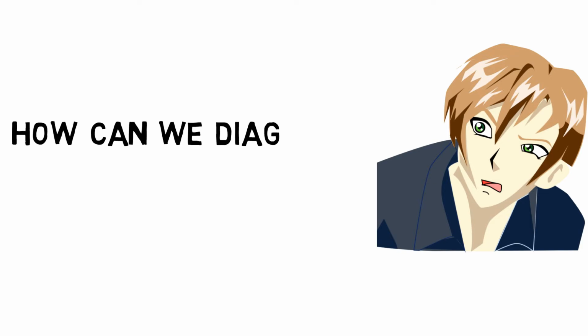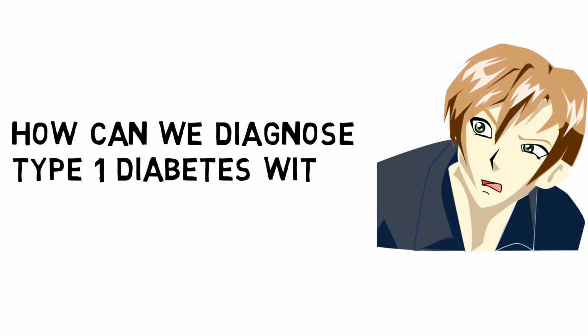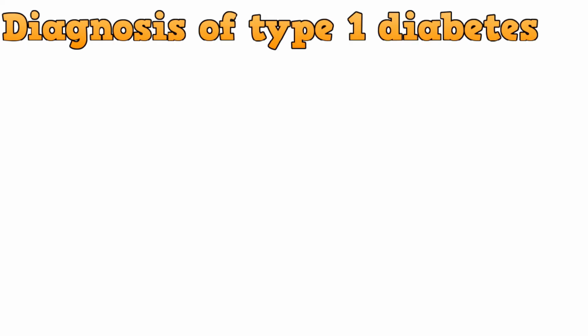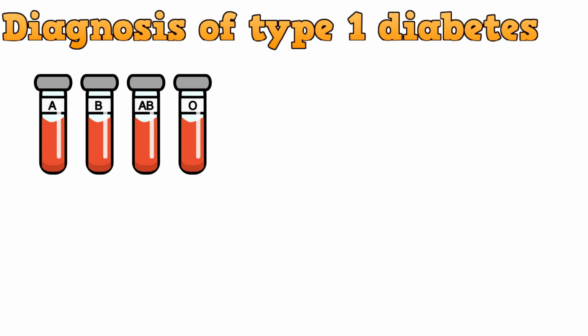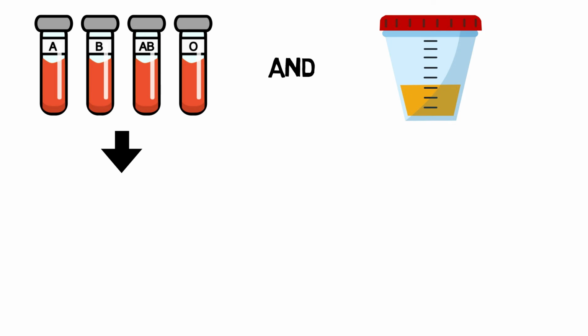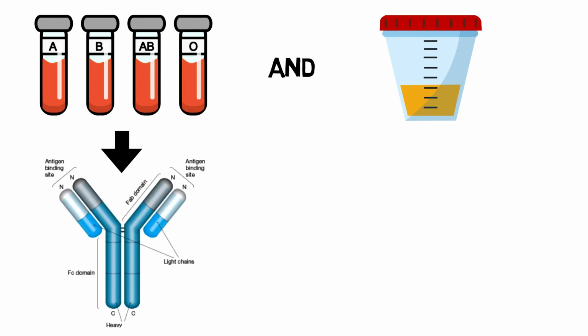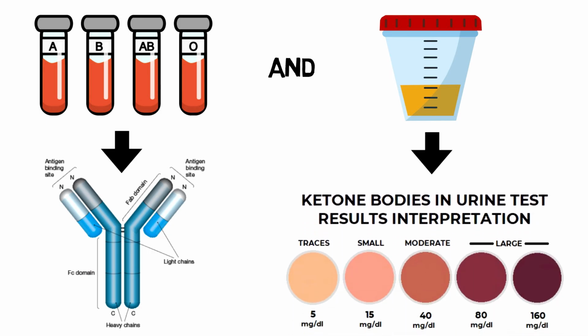Some of you may have a question in mind: how can we diagnose type 1 diabetes with these tests? The answer is no, we cannot diagnose type 1 diabetes with these tests. So, how can we diagnose type 1 diabetes? For diagnosis of type 1 diabetes, blood and urine samples will be collected and tested. The blood is checked for autoantibodies, an autoimmune sign that your body is attacking itself. And the urine is checked for the presence of ketones, a sign that your body is burning fat as its energy supply. These signs indicate type 1 diabetes.